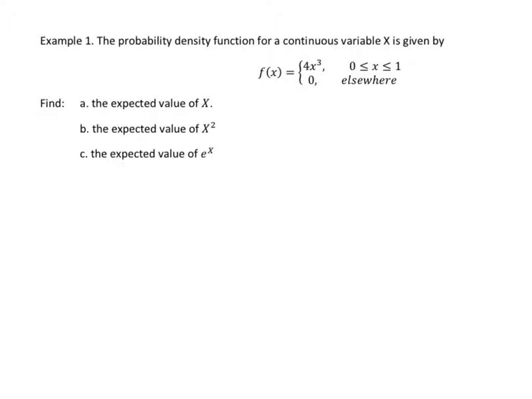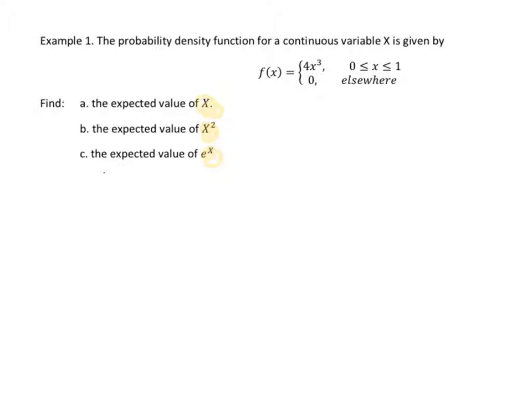So here we have a probability density function given as 4x cubed from 0 to 1, and you're asked to find the expected value of x first, then the expected value of x squared, then the expected value of e to the power of x. Now it looks freaky, but actually it's not that crazy. You're just replacing x's with these functions one at a time. So we'll start with a and then we'll go to b and c.